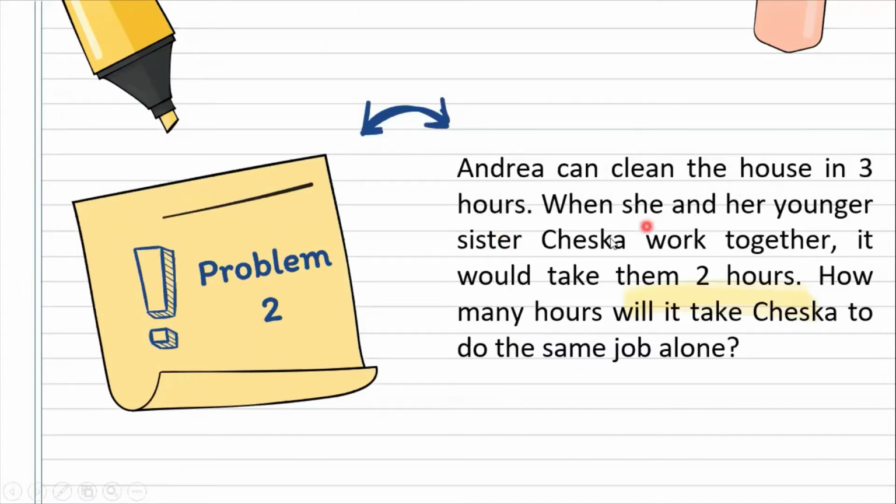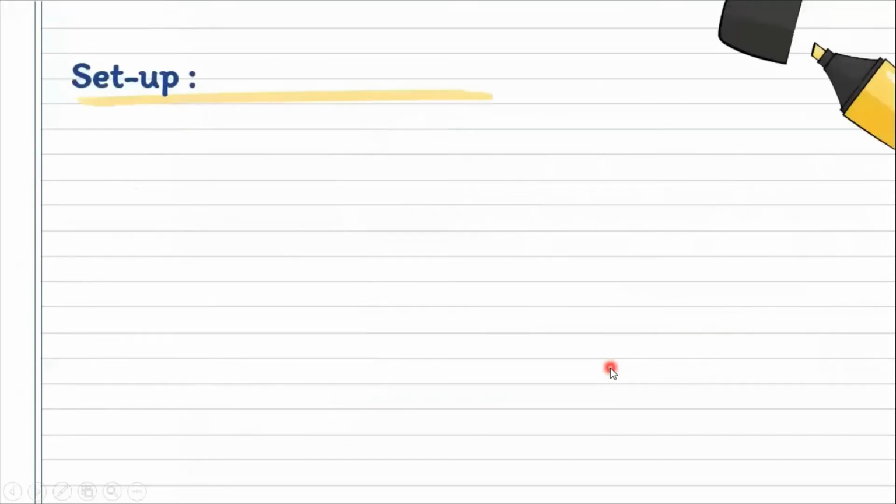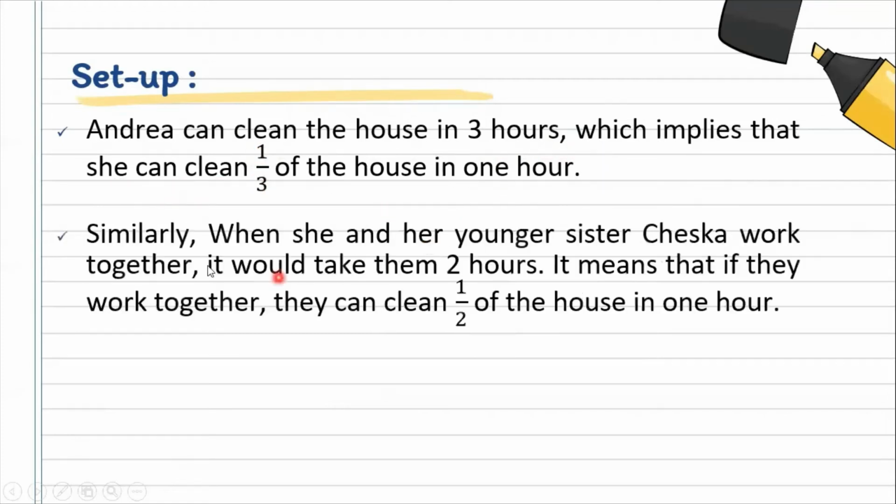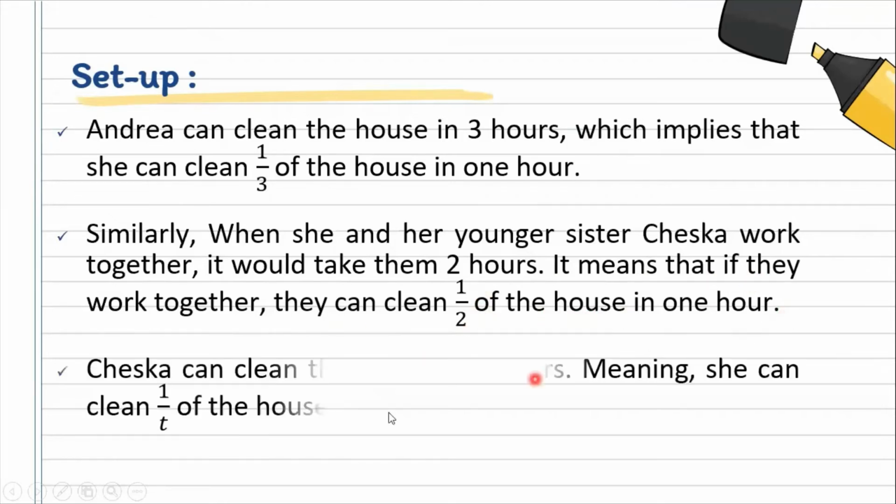Andrea can clean the house in 3 hours. When she and her younger sister Cheska work together, it would take them 2 hours. How many hours will it take Cheska to do the same job alone? To understand the problem, Andrea can clean the house in 3 hours, which implies that she can clean 1/3 of the house in 1 hour. Similarly, when she and Cheska work together, it would take them 2 hours. It means that if they work together, they can clean 1/2 of the house in 1 hour.